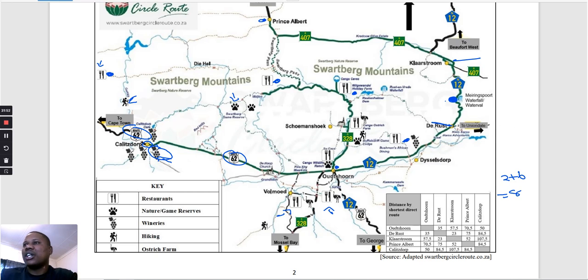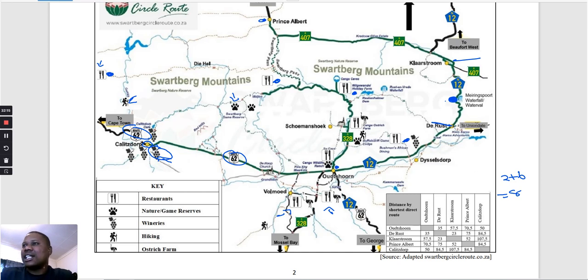So we can see we're gonna move from here. This one is not along the N12, it's outside. So that means we're gonna move from here to the dearest, and then from the dearest to the classroom. From the classroom, then we go to Prince Albert. So it means we have how many from here to here? 1 from here to here, 2 from here to here, 3. Okay, so let's go and add now.